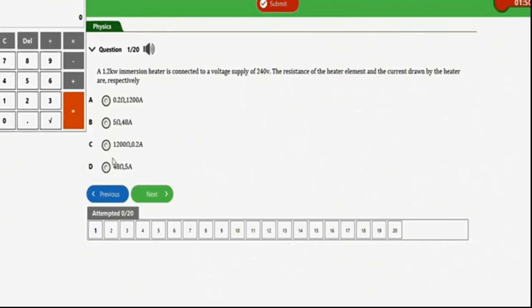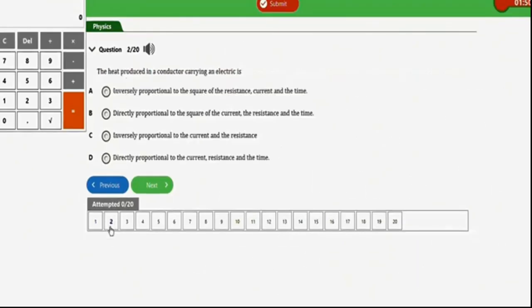The next question we're going to experiment with is this one. It says the heat produced in a conductor carrying an electric current is, and we have the options: inversely proportional to the square of the resistance, current and time, or directly proportional to the square of the current, the resistance and the time. This is correct, option B, directly proportional to the square of the current, the resistance and the time. So that's it for this question. The next question will be this one.